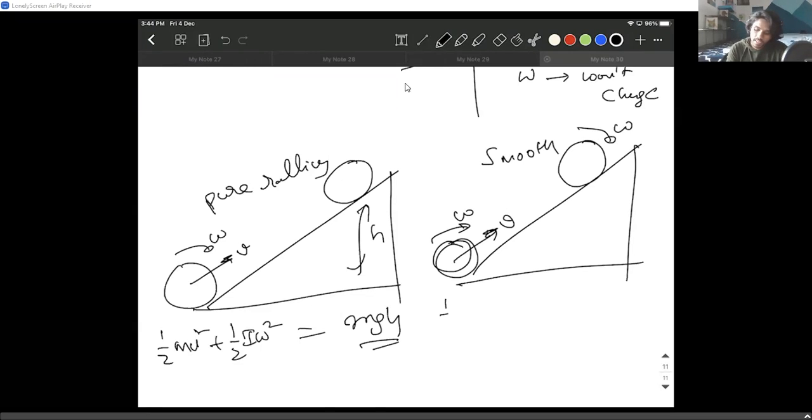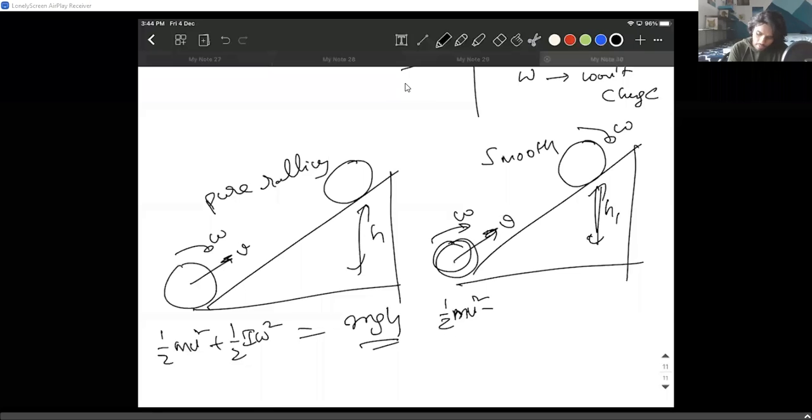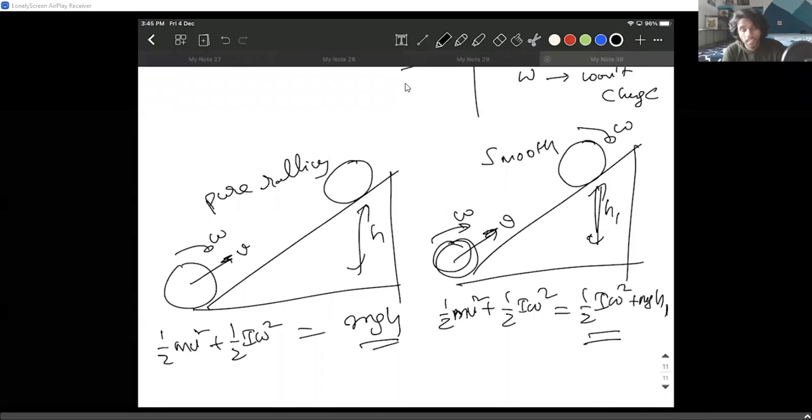So when you write the energy conservation, let's write this as some h1. It has half mv square plus half I omega square initially. Finally, you have the same rotational term, half I omega square, plus mgh1. Rotational kinetic energy stays exactly like that, and you have additional potential energy. That's all. It's just the linear kinetic energy that got converted into potential energy.